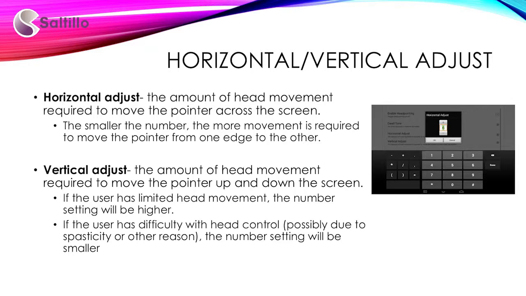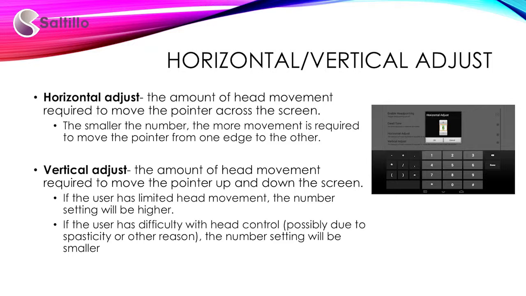Vertical adjust. This refers to the amount of head movement required to move up and down the screen instead of across. If a user has very little head movement available to them, or it takes a large amount of effort to move their head, you would want these numbers to be higher. If, however, the user does not have great head control, meaning moving the head a small amount is difficult due to spasticity or other reasons, you are going to want the number to be smaller.